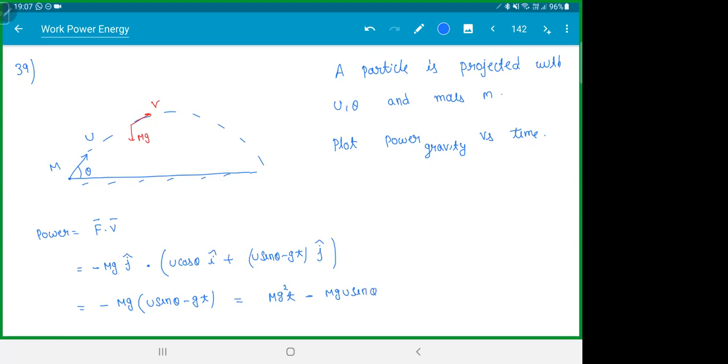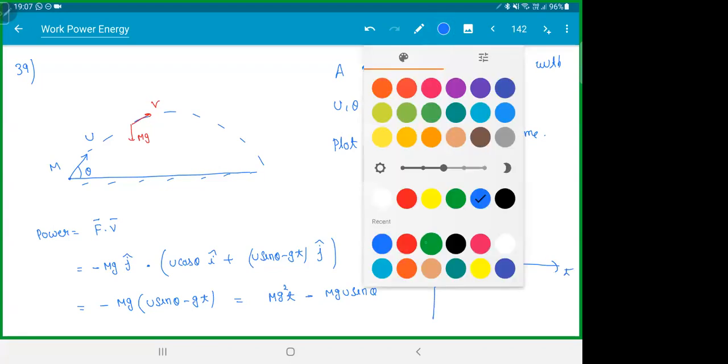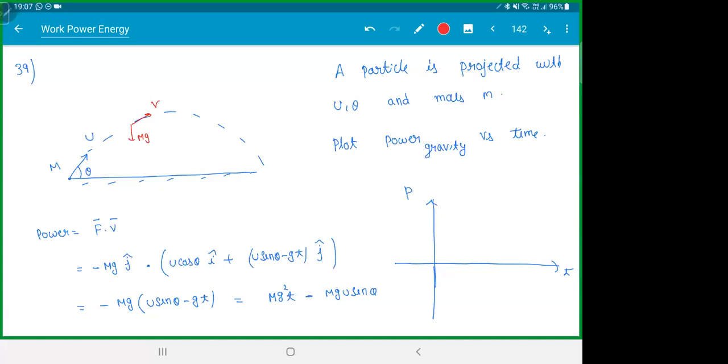This is a straight line with a positive slope but negative intercept. So if you plot power versus time, at t equals 0 you have a negative power, which is expected because mg and velocity are in opposite directions, and then it increases linearly. This is h max, the time of ascent, and at the highest point power is 0. This is the graph. It's a straight line.